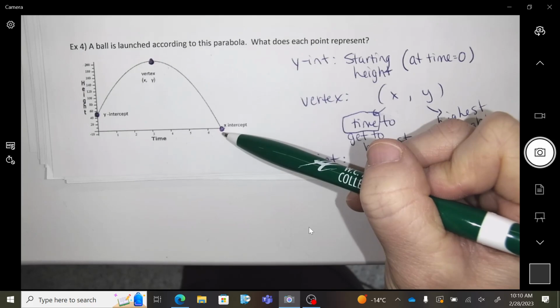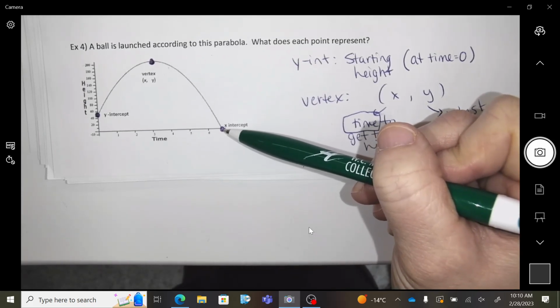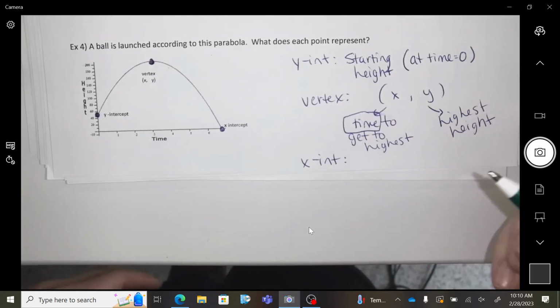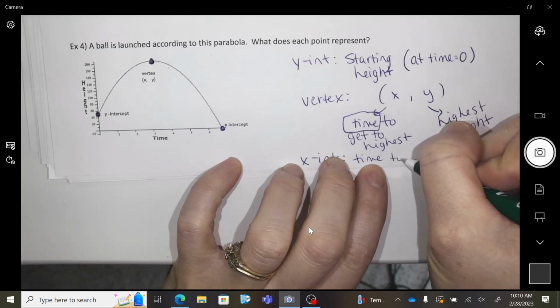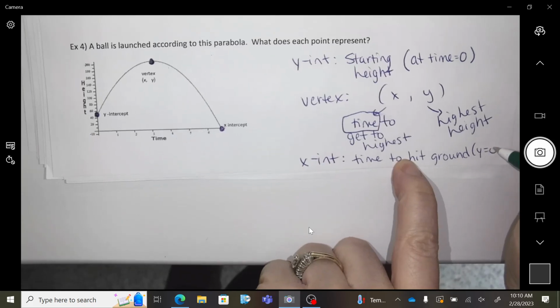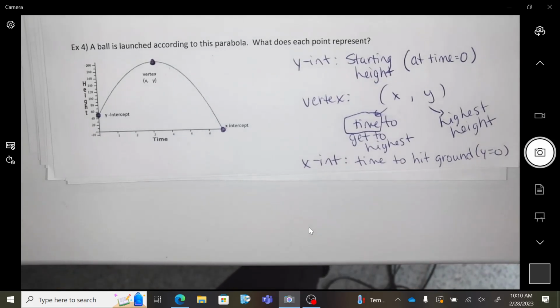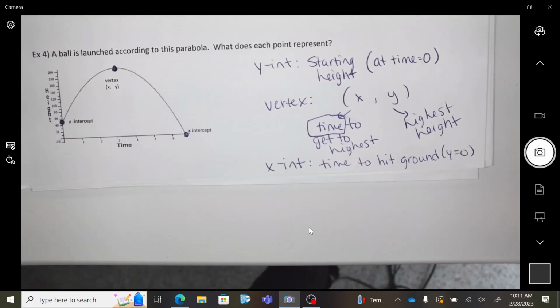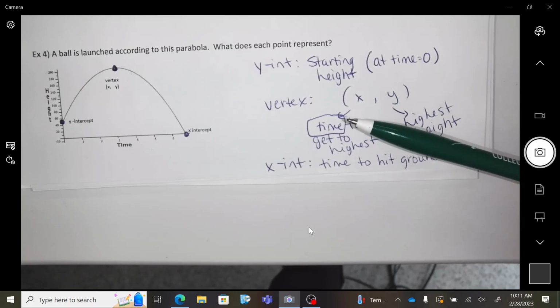So if this was the number 7, what does it mean? It took 7 seconds for that ball to travel and end. It hit the ground. So time to hit the ground, where y equals 0. So that's the time it will take to travel and then hit the ground. Okay? That question is on your test, and I don't want any number values. I'm looking for an explanation. Okay? What is the y-intercept in words? What does it even mean?